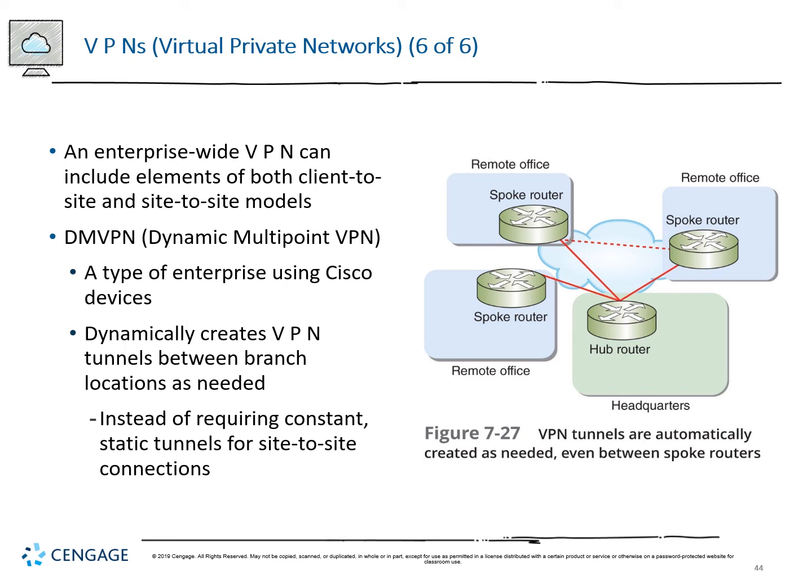DMVPN, Dynamic Multipoint VPN, is a type of enterprise VPN using Cisco devices. It dynamically creates our VPN tunnels between branch locations as needed, instead of needing constant static tunnels for site-to-site connections. So if we have a lot of information transferring between two remote offices, we can create a dynamic, secure VPN tunnel, pass information back and forth, and then close that tunnel as needed.